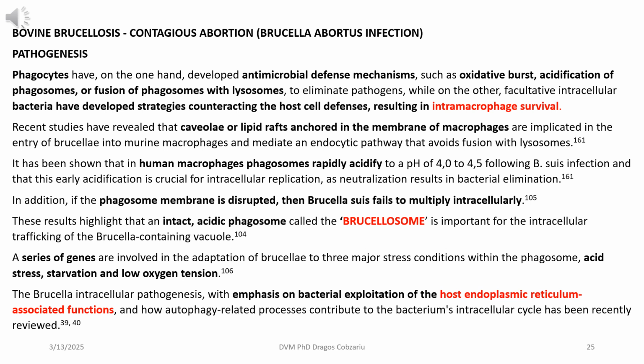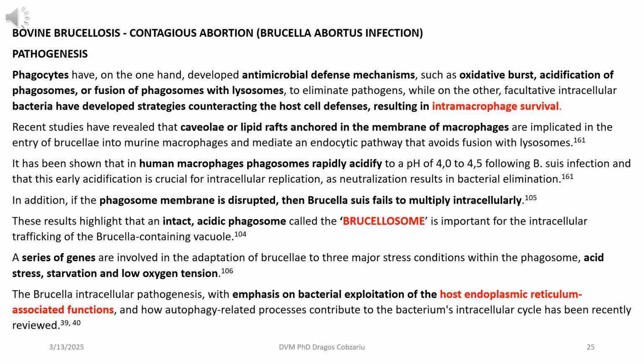It has been shown that in human macrophages phagosomes rapidly acidify to a pH of 4.0 to 4.5 following Brucella infection, and that this early acidification is crucial for intracellular replication, as neutralization results in bacterial elimination. In addition, if the phagosome membrane is disrupted, then Brucella fails to multiply intracellularly. These results highlight that an intact, acidic phagosome called the brucellosome is important for the intracellular trafficking of the Brucella-containing vacuole. A series of genes are involved in the adaptation of Brucella to three major stress conditions within the phagosome: acid stress, starvation and low oxygen tension.